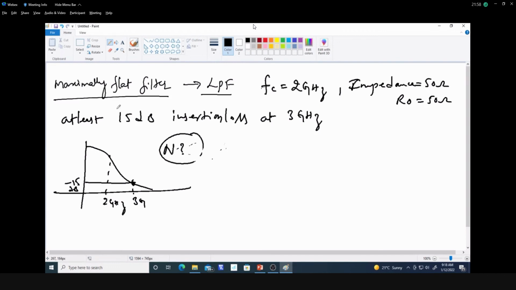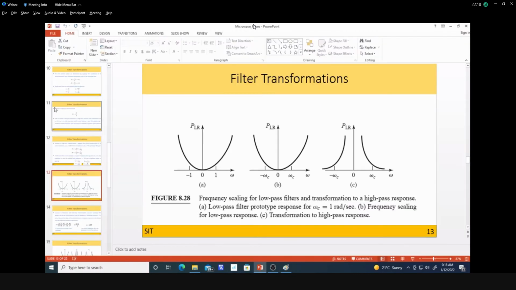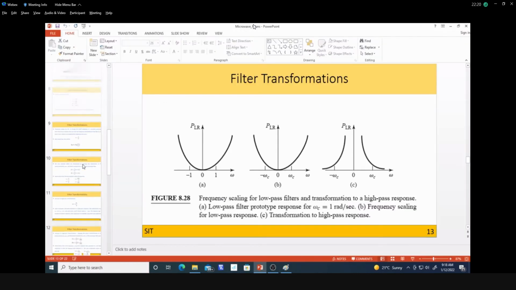Now the first step is to find out how much insertion loss is required. So we need 15 dB insertion loss, and we need to find out at what frequency this 15 dB insertion loss will be given. Okay, so at 3 gigahertz. Now we can get that from this graph. This graph will be required in order to find out the filter.